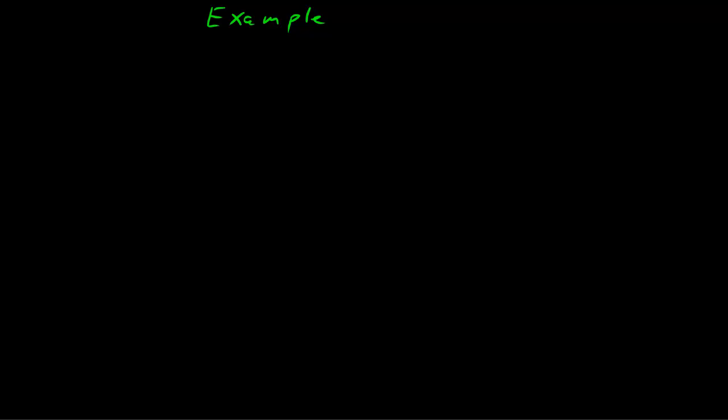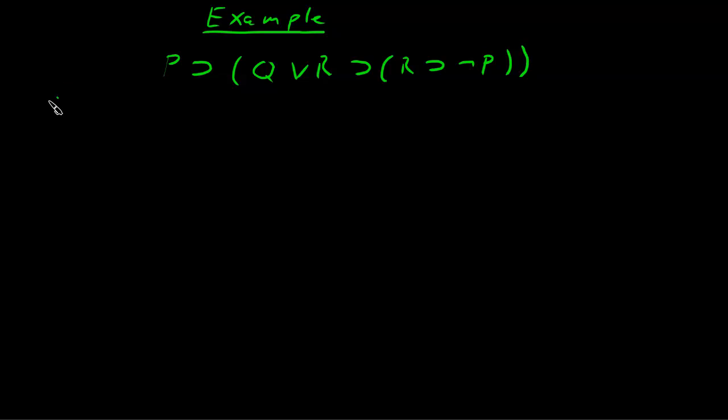Let's look at an example. Let's compute the third line of the truth table for the formula P implies Q or R implies R implies not P. The third line for P, Q, R will be T, F, T.